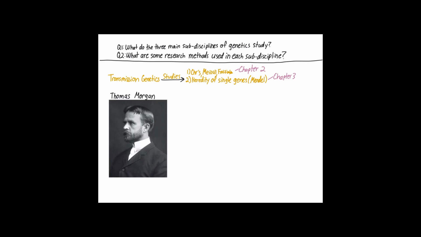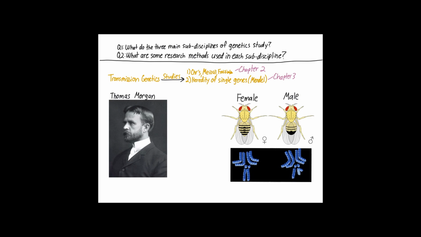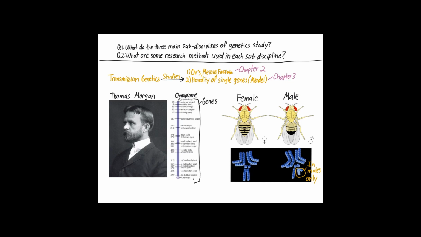Another of the early transmission geneticists, Thomas Morgan, working with fruit flies and their chromosomes, noticed that males had a chromosome that females didn't have, and through further work, showed that chromosomes and their genes are in fact what control traits. He also found that traits controlled by genes that are on these sex chromosomes are inherited differently than genes found on these other chromosomes, which are called autosomes.